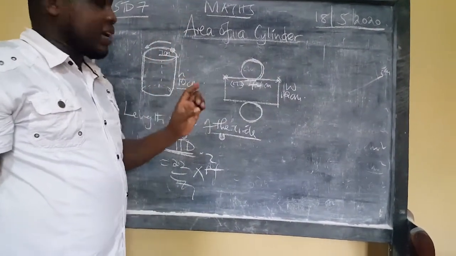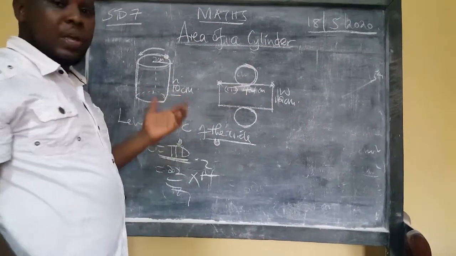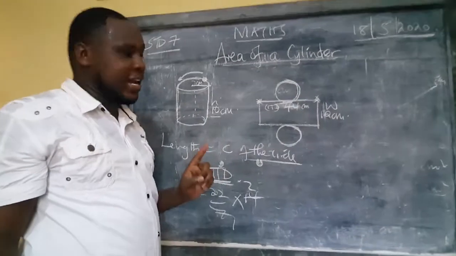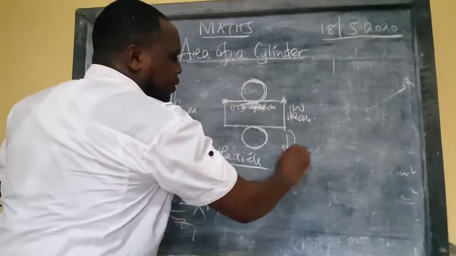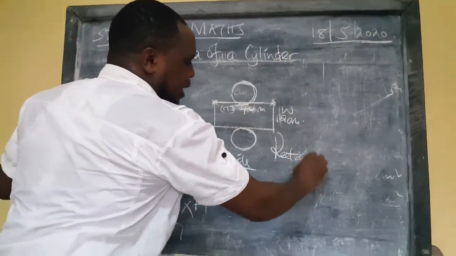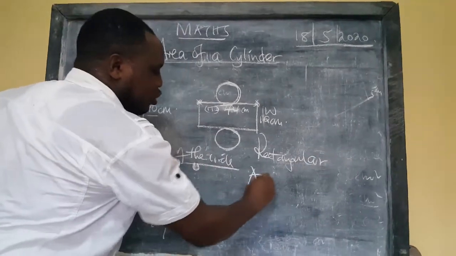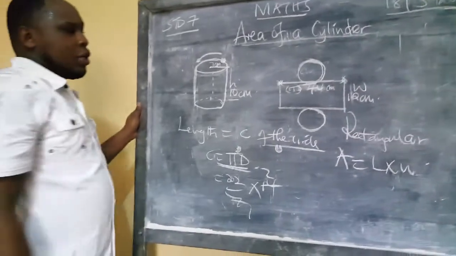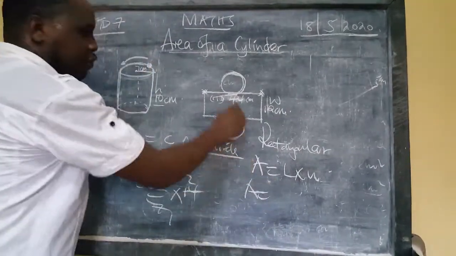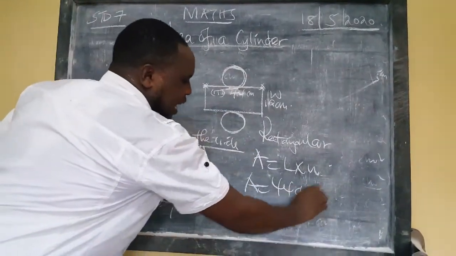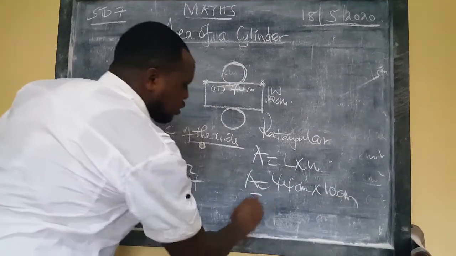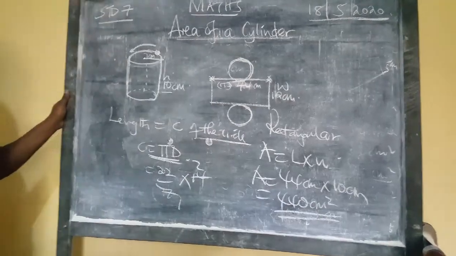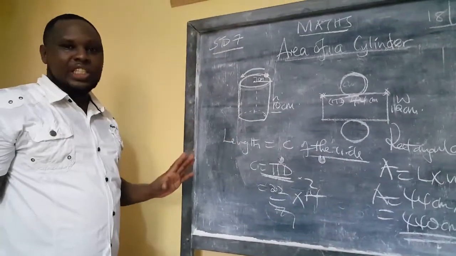What we are not having is the area, because we are looking for area. Remember, we are looking for these measurements so that we can calculate the area. So the rectangular shape area is going to be length times width, Lana. So our area is going to be, the length we have gotten is 44 centimeters and the width is 10 centimeters. And that is going to give us 440 centimeters squared. So we are done with one shape, the rectangular shape.